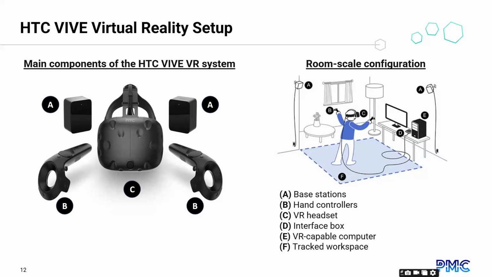In D, we have the interface box. The interface box connects the headset with the computer, basically. In E, we have the computer that is compatible with virtual reality. And in F, we have the tracked workspace. This is the available space to experience the virtual reality.